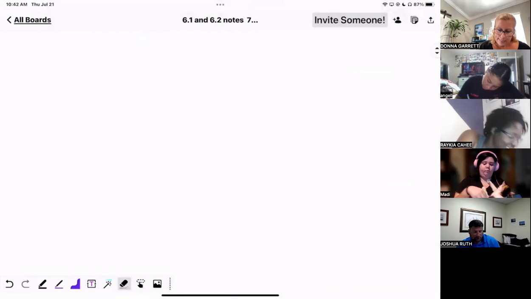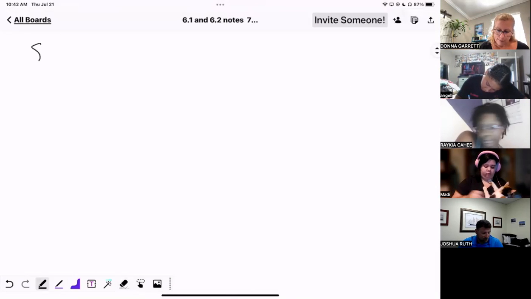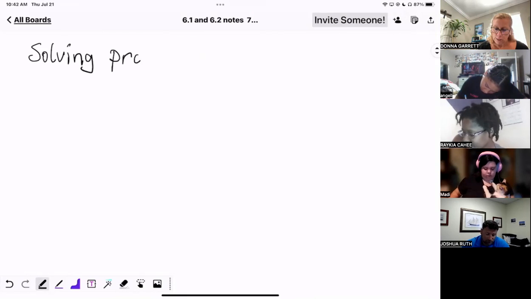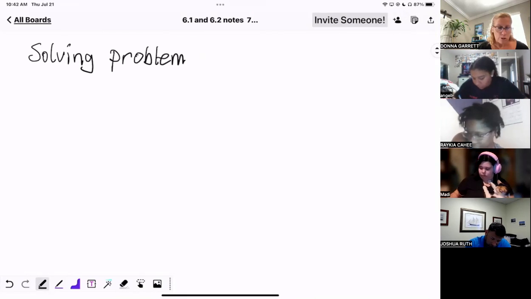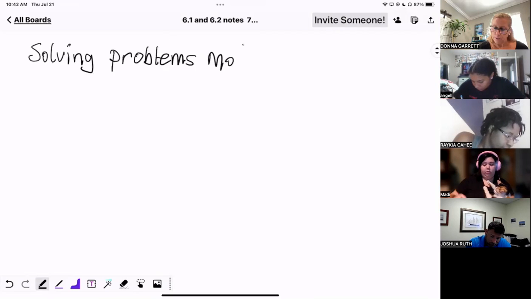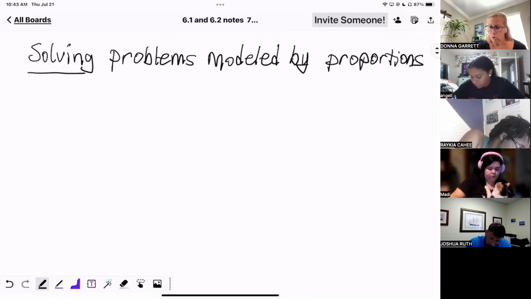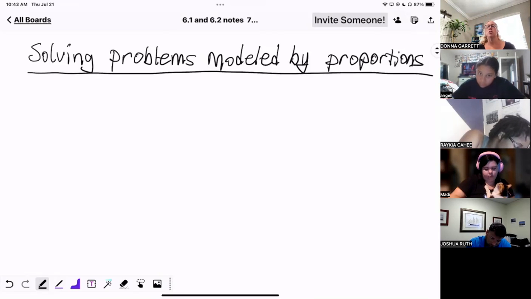All right, and solving problems modeled by proportions. These are my favorite ones because we can use proportions. It makes it so much easier. Proportions are going to become your best friend in math because you use them in so many different applications.